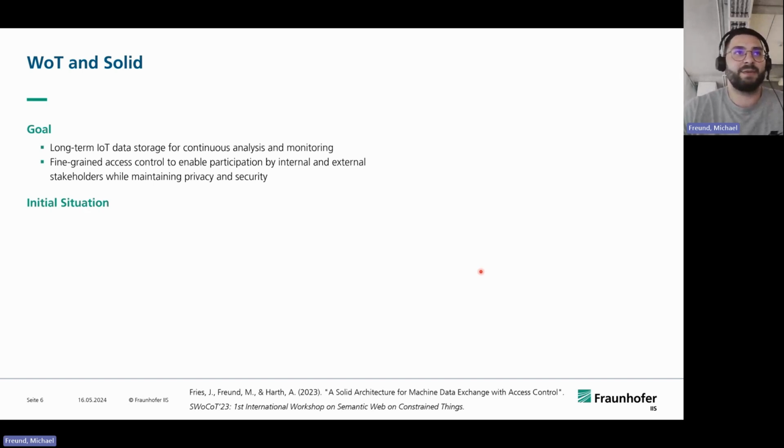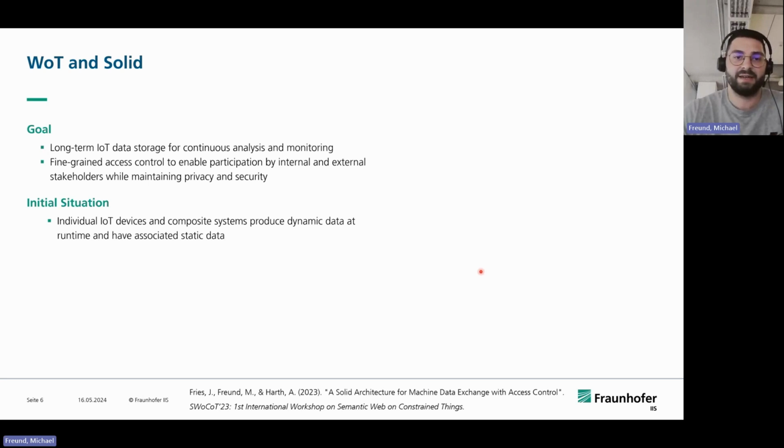The initial situation that we had was a lot of individual IoT devices and a composite system, which is basically a more complex IoT system consisting of individual IoT devices. These systems produce dynamic data at runtime, for example, sensor measurements, and they also have associated static data, for example, manuals in PDF format.